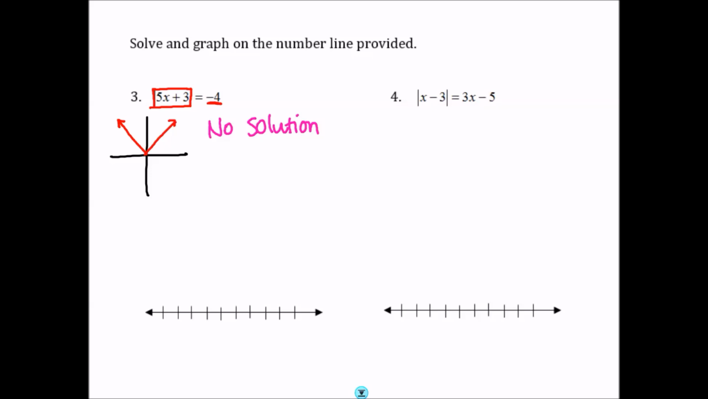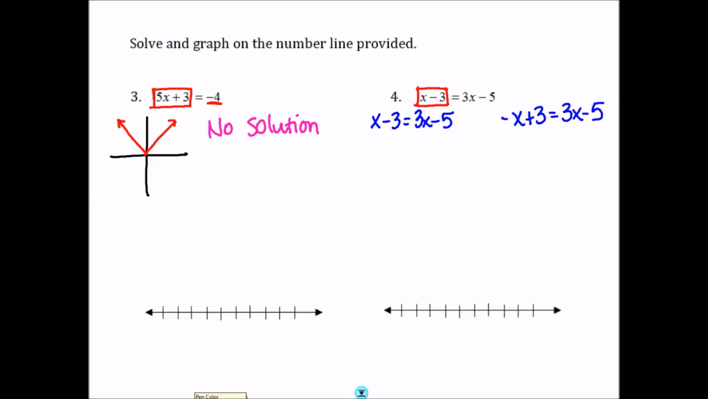So step number 1 is to isolate the absolute value. The absolute value is the only thing on that left side of the equation, so step 1 is done. Step 2 is to split the equation into 2. So we have x minus 3 equals 3x minus 5, and negative x plus 3, because remember you have to change the sign of everything inside the absolute value, equals 3x minus 5.